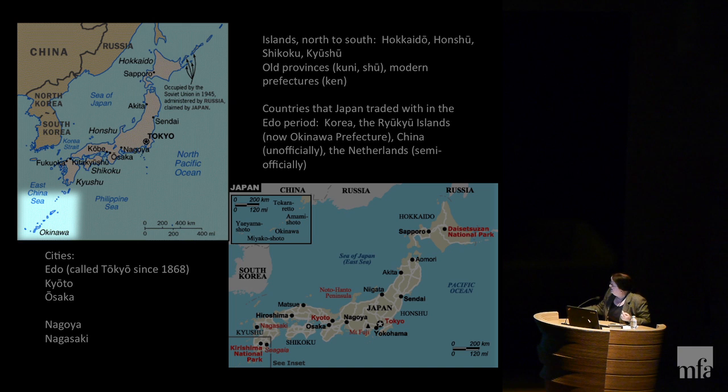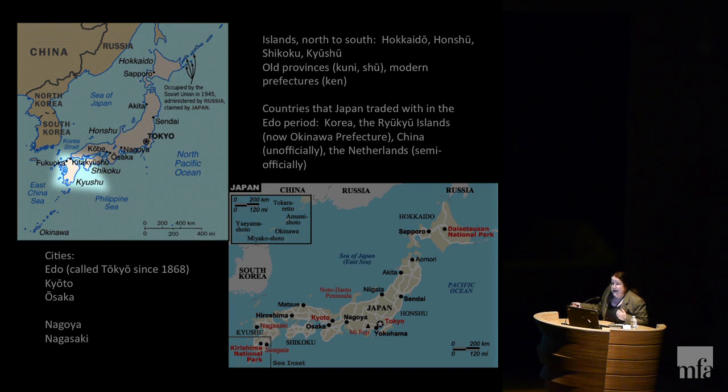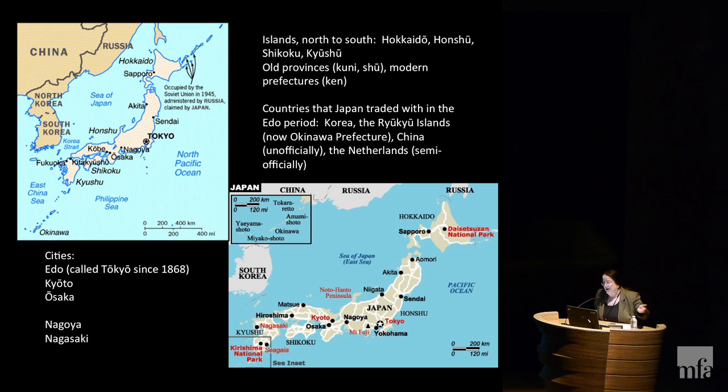The Ryukyu Islands were a little more complicated. That is the chain of islands down here, which today is part of Japan. It is Okinawa Prefecture in Japan. But at that time, it was an independent country, and they did have a relationship not with the shogun's government in Edo, but with the Satsuma domain here on Kyushu, which in turn had a relationship with the shogun's government. So that was a little more complicated, but that was the situation.